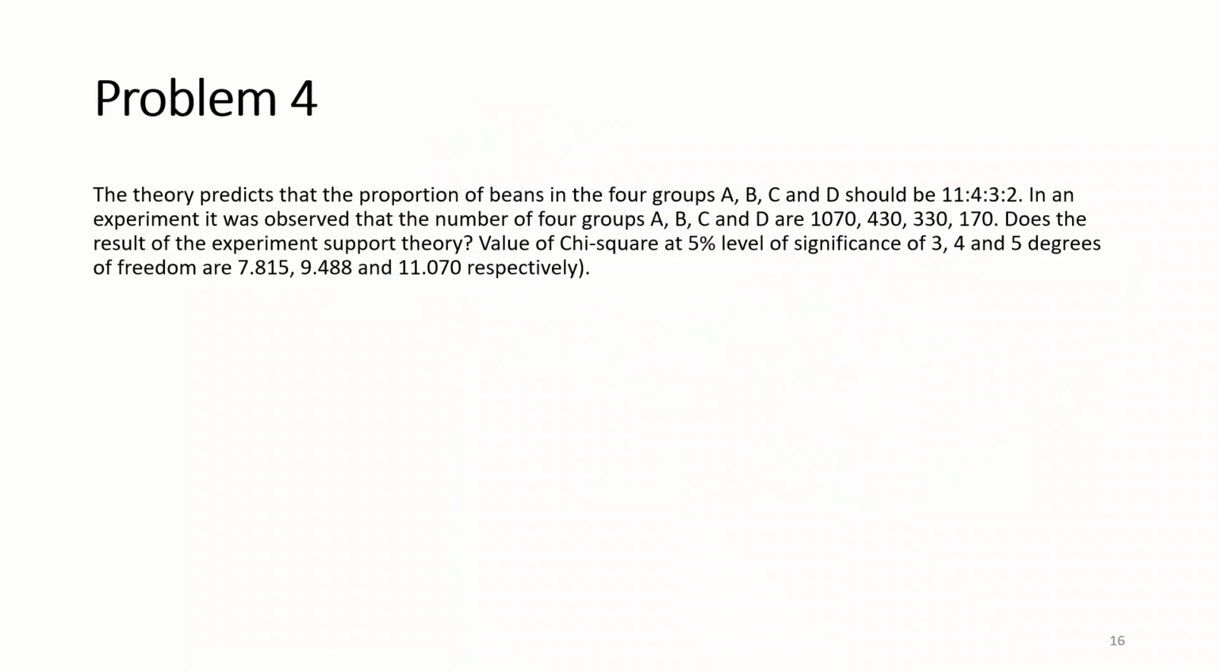The theory predicts that the proportion of beans in 4 groups A, B, C, D should be 11:4:3:2. In an experiment, it was observed that the numbers in the 4 groups A, B, C, and D are 1070, 430, 330, and 170. Does the result of the experiment support the theory? Values of chi-square at 5% level of significance at 3, 4, 5 degrees of freedom are 7.815, 9.488, and 11.070.